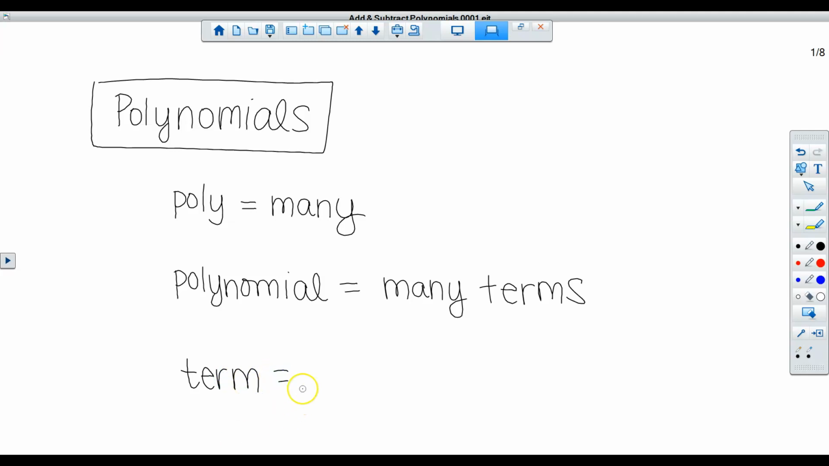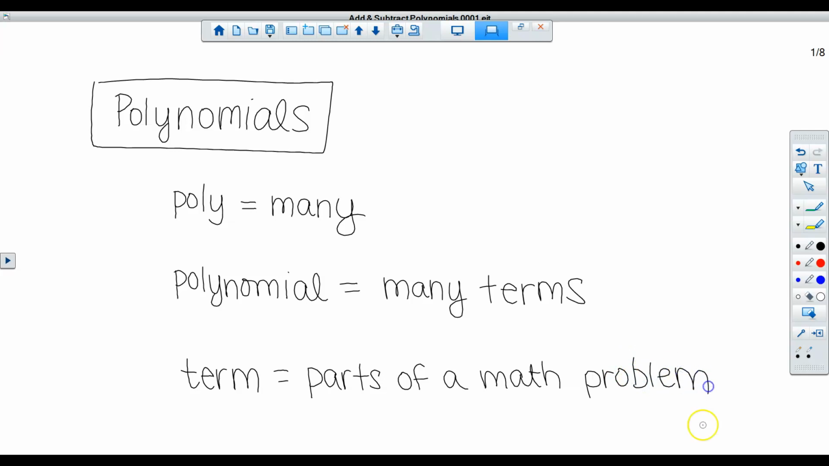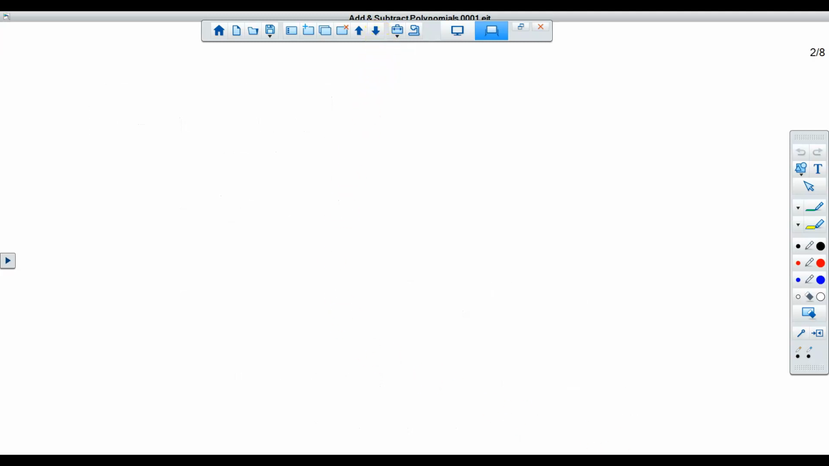What you need to know about that is that terms are parts of a math problem that are connected by addition or subtraction. So a polynomial has many terms, and the terms are the parts of that math problem that are connected by either addition or subtraction. So let me give you some examples.